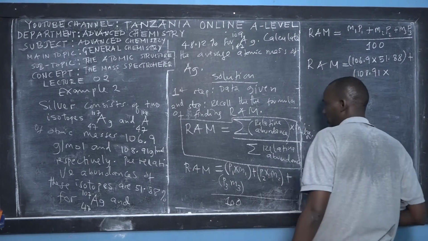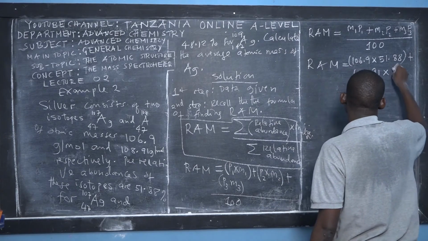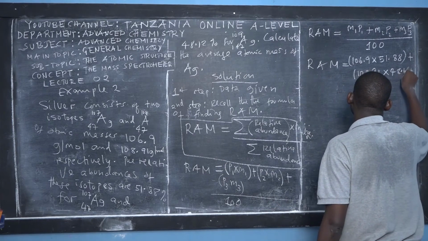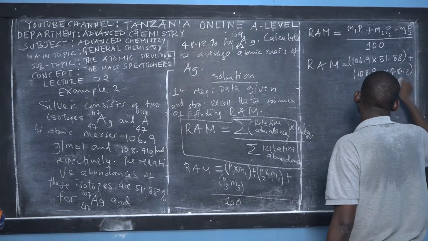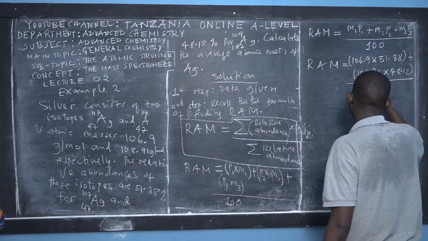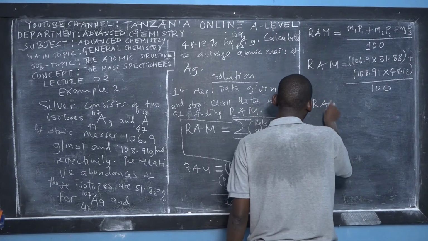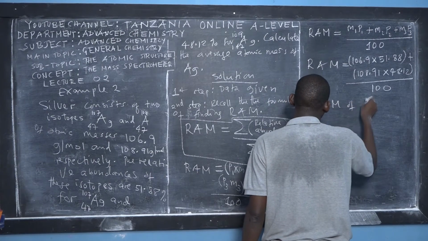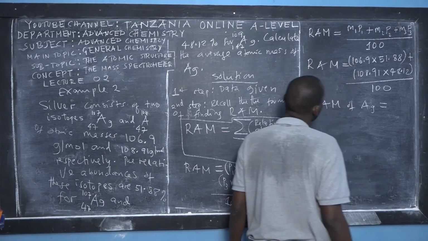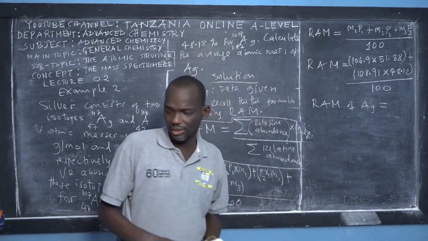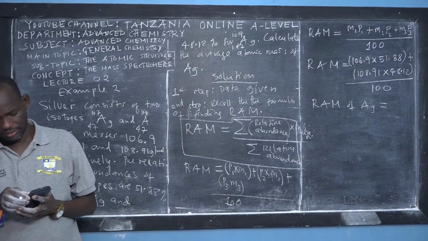108.91 times the abundance, and the abundance is 48.12. And then divided by 100. So the relative atomic mass of silver is, so just use your scientific calculator to do the computation there.